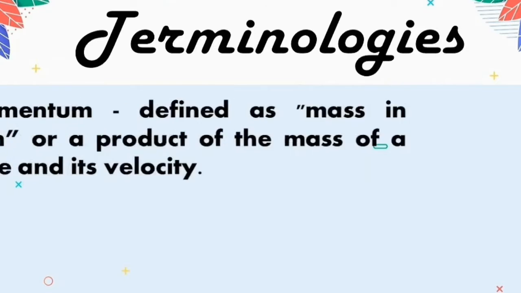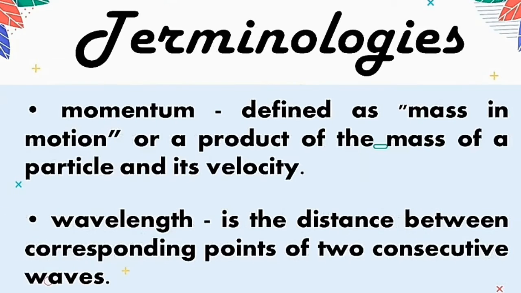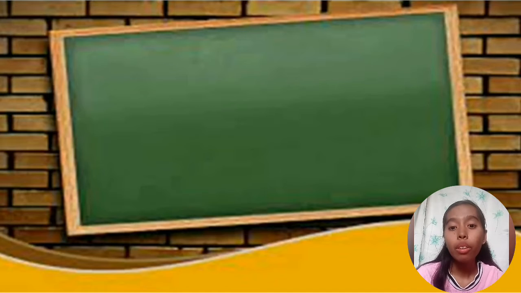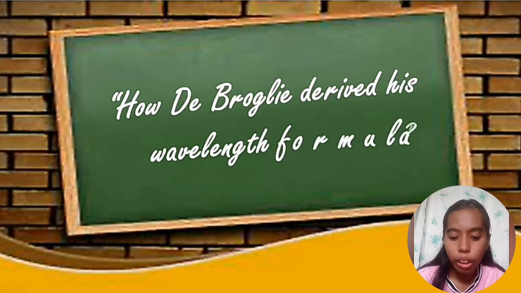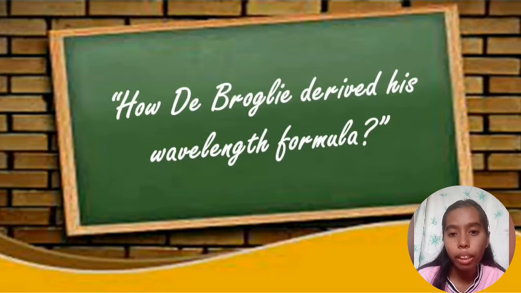And as we go through the discussion, you might encounter these terminologies that may seem unfamiliar to you, like this, the momentum and the wavelength. Now, for our next activity, we'll be going to conduct a group analysis and sharing of a learning materials which I entitled How de Broglie Derived His Wavelength Formula.